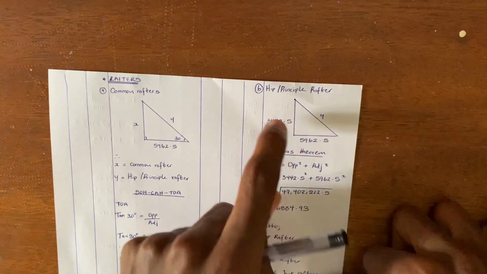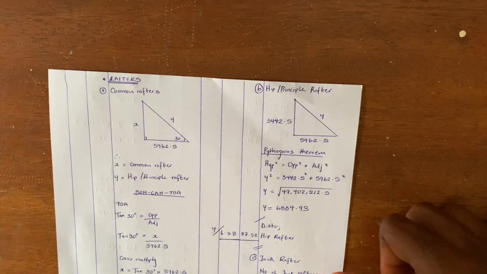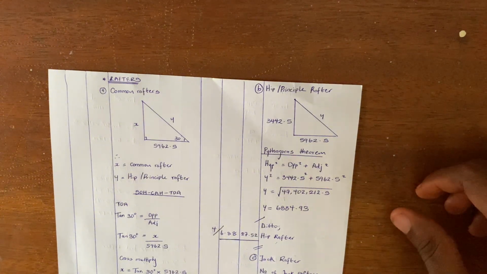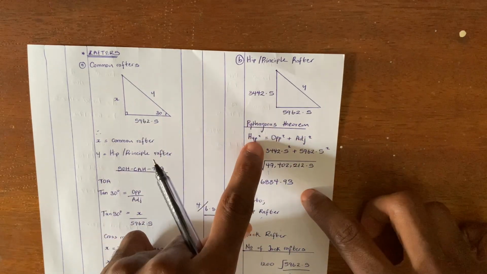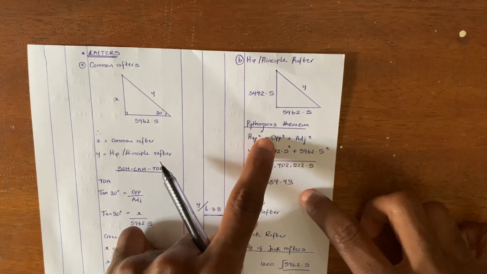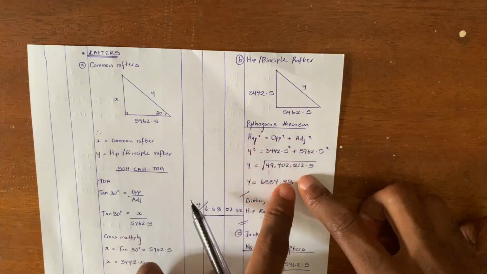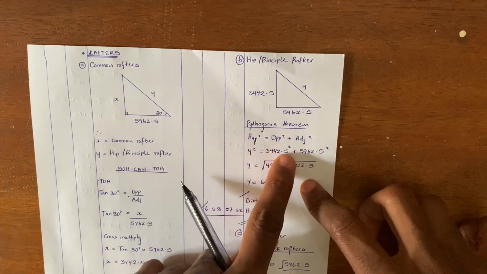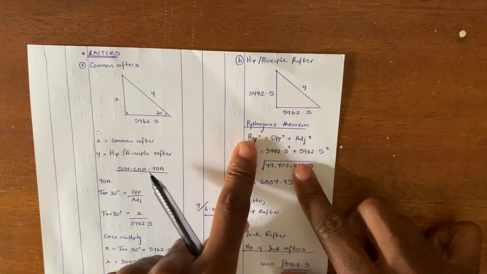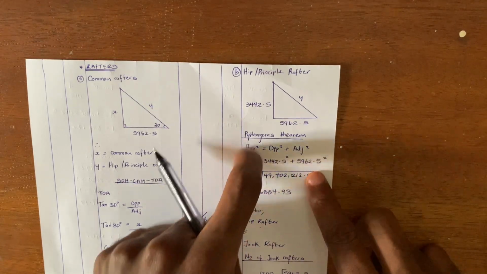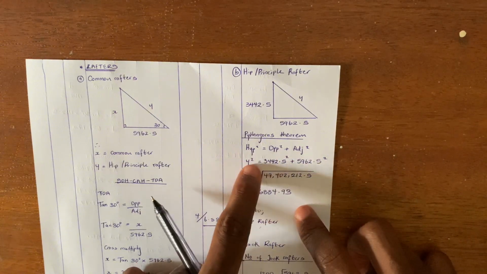Since we have 2 parameters, all we need to do now is to use Pythagoras theorem. The formula is hypotenuse square is equal to the sum of the squares of the two other sides. So hypotenuse square is equal to what? Opposite square plus what? Adjacent square. So what is our hypotenuse? The hypotenuse is the longest part of the triangle, which is y. I did this here. That's y square equals to what?